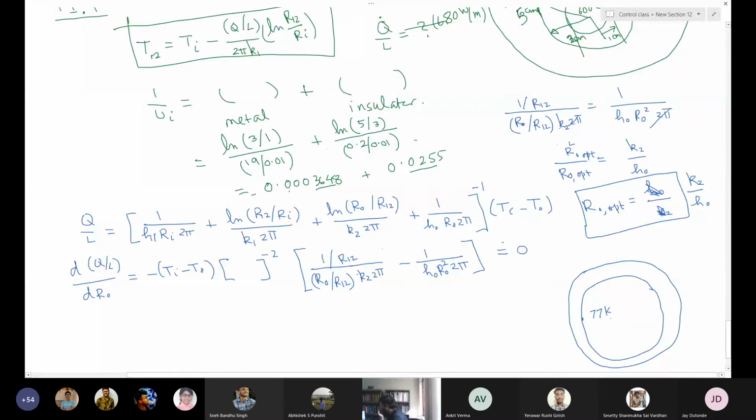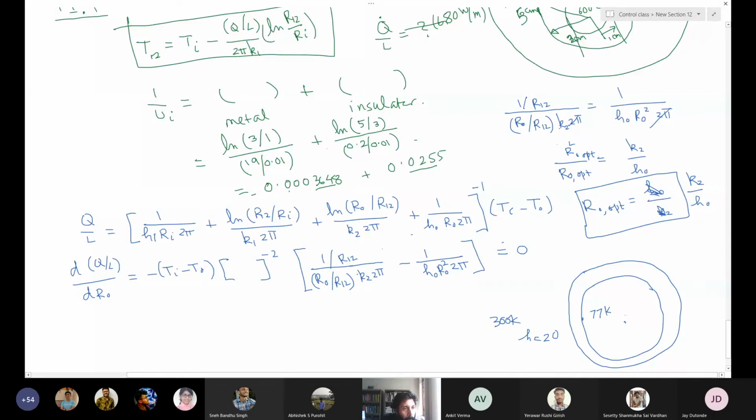On the other side, the air side, the convective coefficient is given, and the ambient air temperature is given as 300 Kelvin. H is given as 20 watt per meter square Kelvin. The insulation is 25 millimeter thick and its outer surface is exposed to the air.